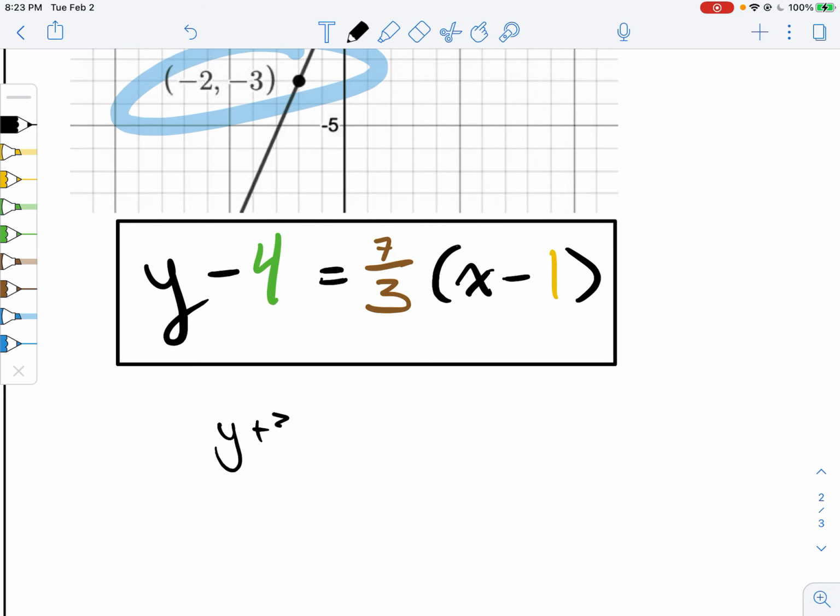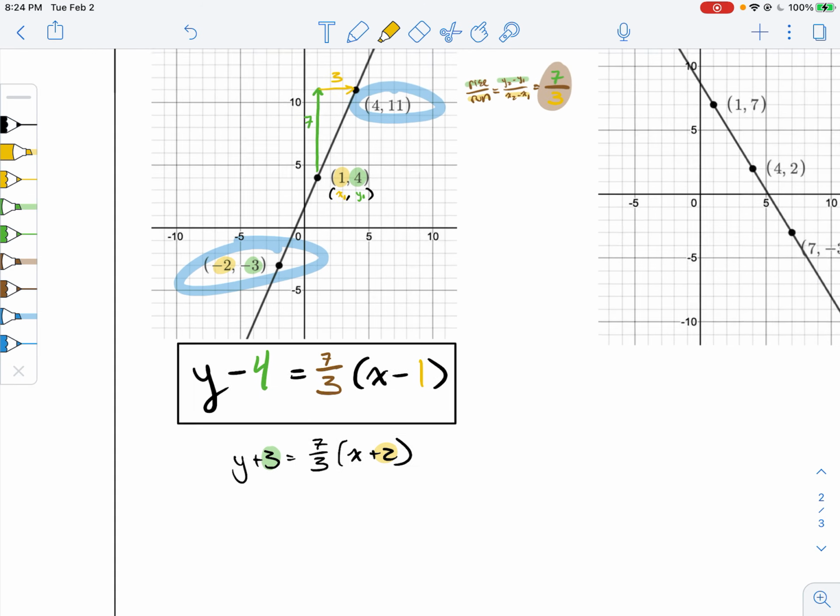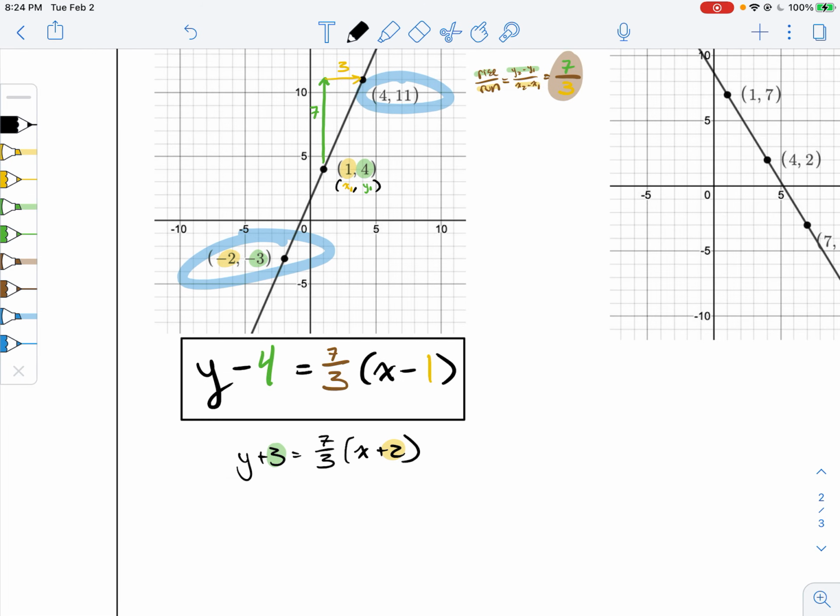y plus 3 equals 7/3 x plus 2, taking your -3, that's minus a negative, is positive. Your -2 minus negative is a positive. With 4 and 11, you do y minus 11 equals 7/3 x minus 4. Again, you've got y minus y1 equals m times x minus x1.